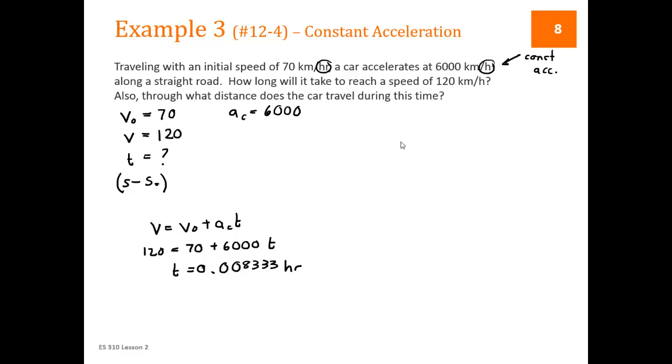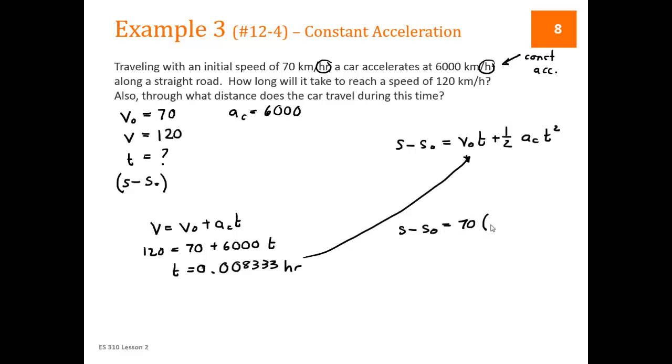So we get that s minus s naught is equal to v naught t plus 1/2 a_c t squared. This t is going to go up there. And solving for these, we get s minus s naught is equal to 70 times 0.00833 plus 1/2 times 6,000 times 0.00833 squared, and we get an answer of 0.79, and our units would be kilometers.